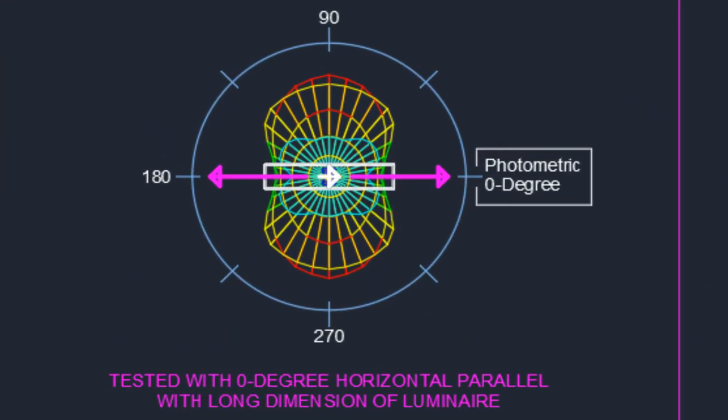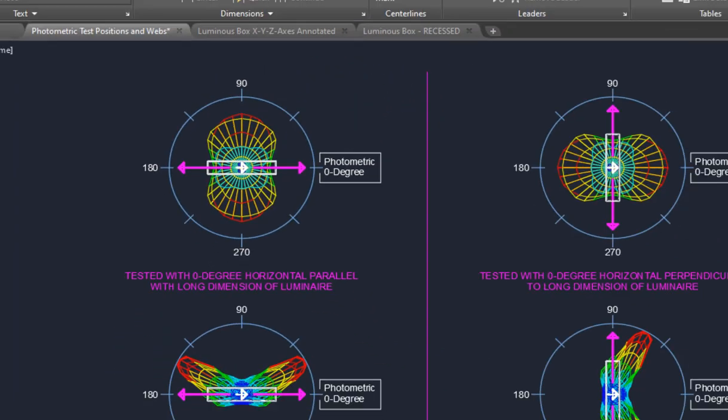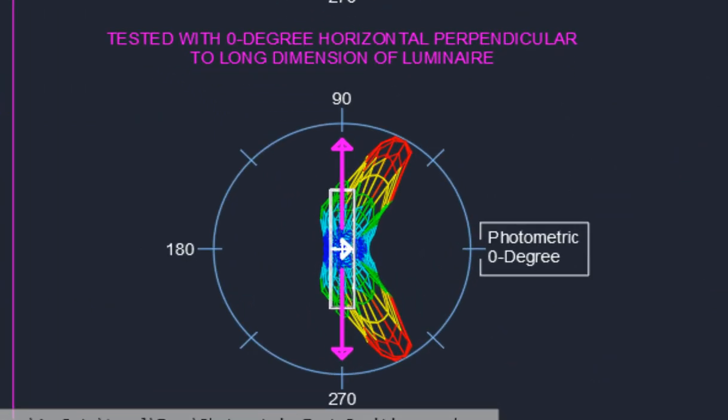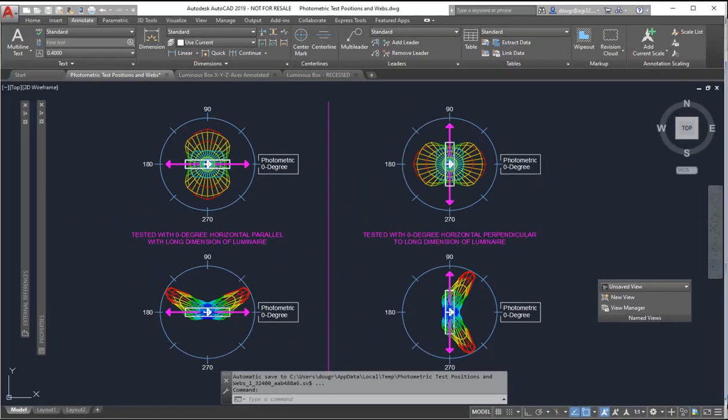When photometry is quadrilateral, the luminaire is normally tested with its long dimension parallel with the 0-degree horizontal axis. However, when the photometry is bilateral, it is normally tested with the light-emitting side facing photometric zero. So there are reasons for different test positions.